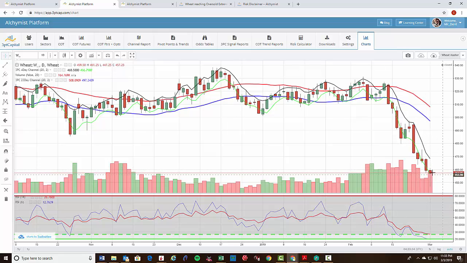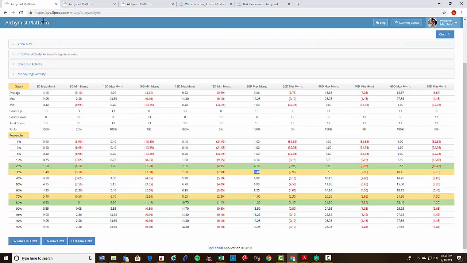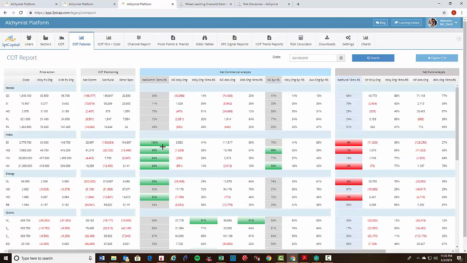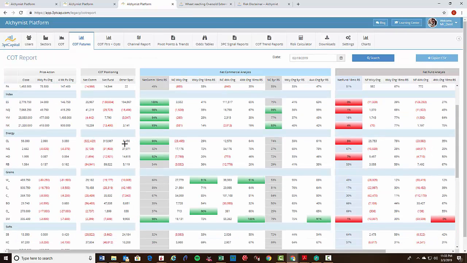Now again, when we see this type of activity, we want to get an idea of what's going on and what commercial participants are doing. So let's go to our commitment of traders report. I want to take a look at wheat. Okay. Now again, just reminding you guys, this is as of February 19th.